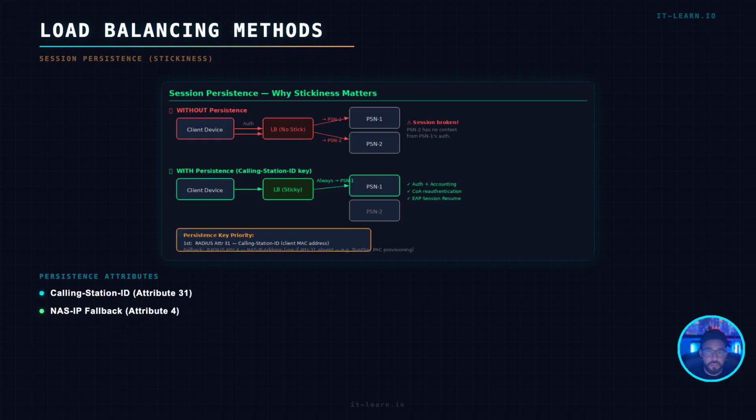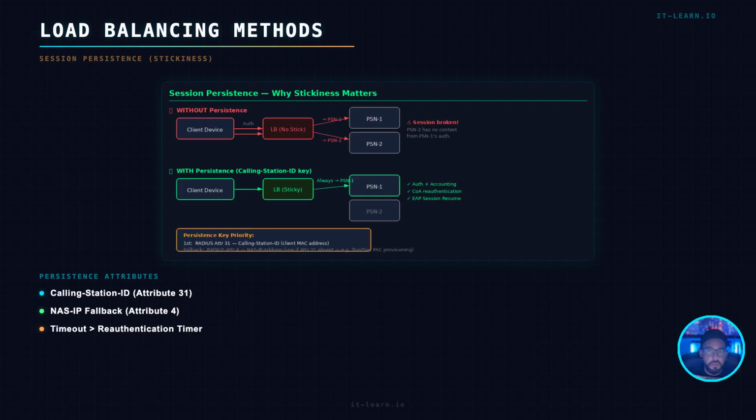For standard 802.1X authentication, this works great because attribute 31 is always present. Now, what about the NAS IP as fallback? There's a real world gotcha. Some RADIUS packets like TrustSec PAC provisioning don't include attribute 31.